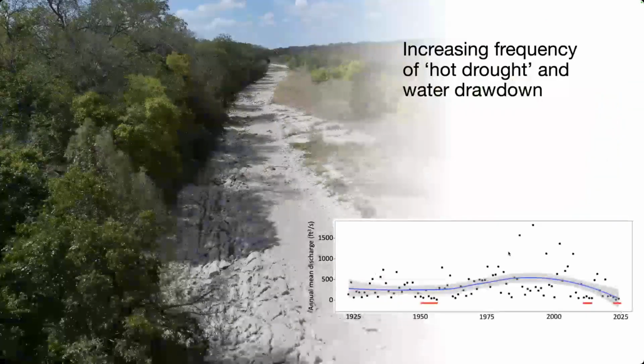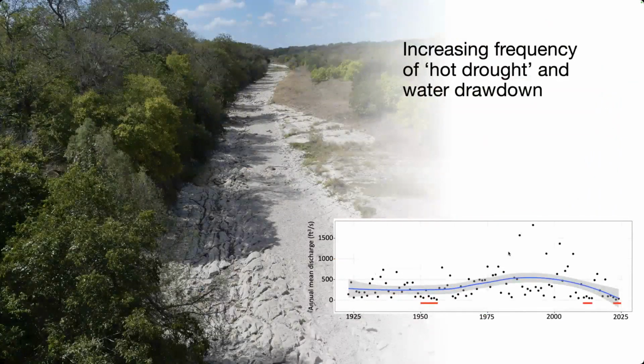We have, for example, the Guadalupe riverbed at Spring Branch over 2023 and 2024. It looks pretty much like this, absolutely no water, right? So this drought that we're experiencing right now is basically the second most severe drought in the last 100 years, from this gauge data that we pulled down from Spring Branch.